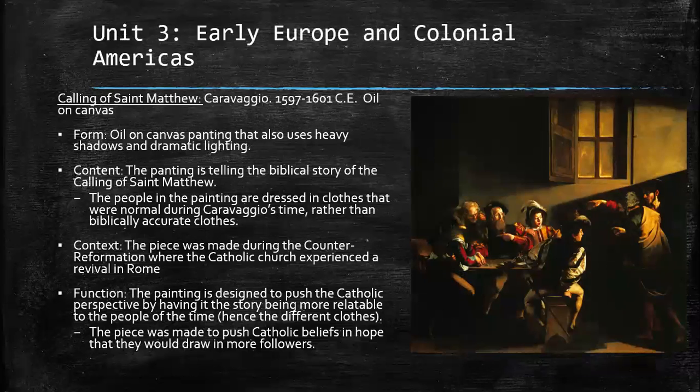For Unit 3, we have the Calling of St. Matthew. This painting is a retelling of the biblical story under the same name. However, what makes this propaganda is the way these people are dressed. They are dressed in clothes that were modern for the 1600s rather than the biblically accurate clothing. This is because Caravaggio wanted to make Catholicism more relatable. The piece was made during the Counter-Reformation period where the Catholic Church had a revival in Rome. So, as a way to bring more people into being Catholic, this painting was made to push the relatability of the religion. This makes it propaganda, as it was made to push a certain religion and convince people to convert to it.